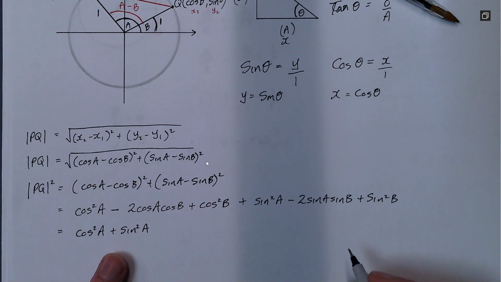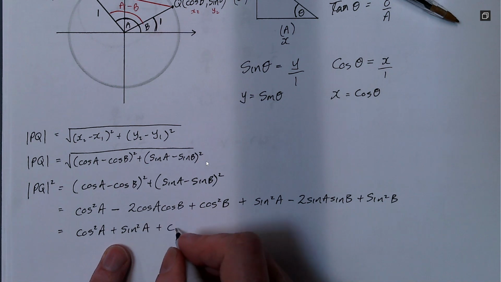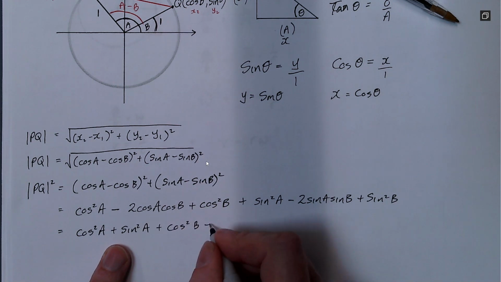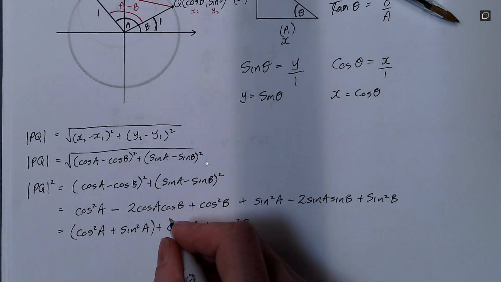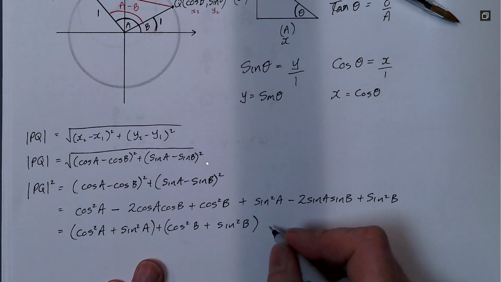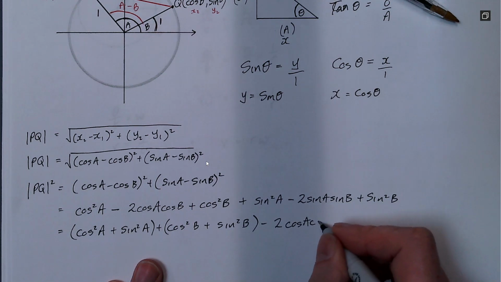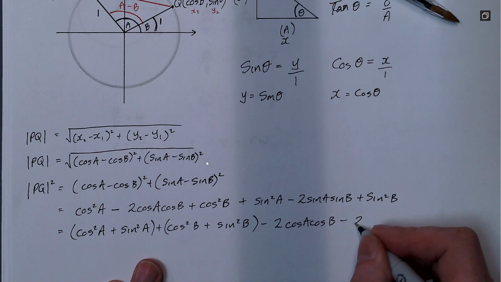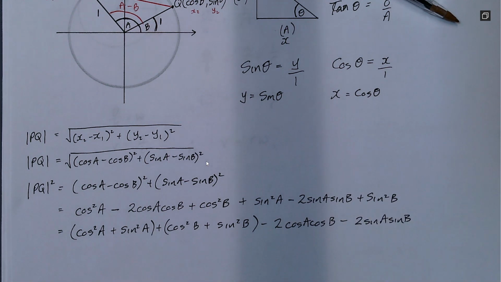Then plus cos squared B plus sin squared B. So, raised with brackets, and then the next part is minus 2 cos A cos B minus 2 sin A sin B.